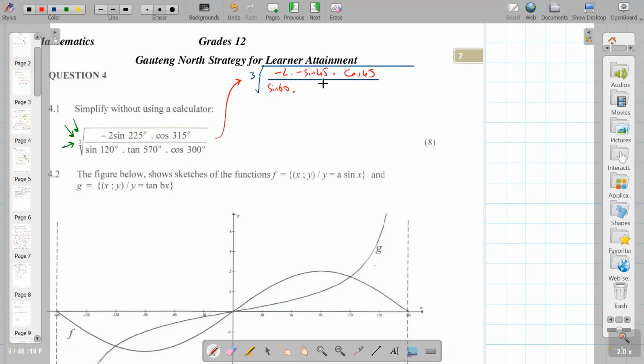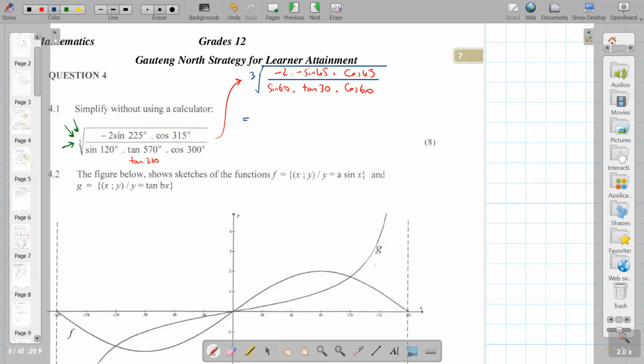And then tangent 570. If 570 is too much, you subtract 360. So you end up with 210. So write it like that first, or take one more step. Tangent 210 is what? 180 plus 30. Tangent is positive, tangent 30. And finally, cosine 300. 360 minus 60, so it's cosine 60. Okay, so that's the first step. Each one you just write with the acute special angles.